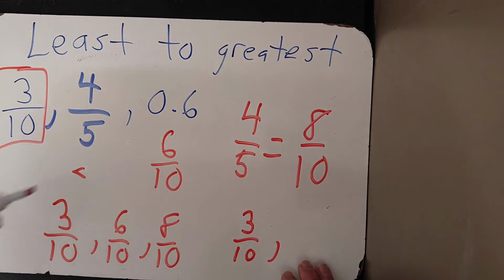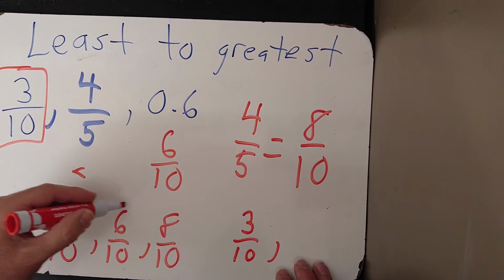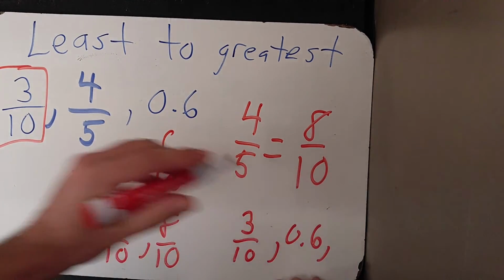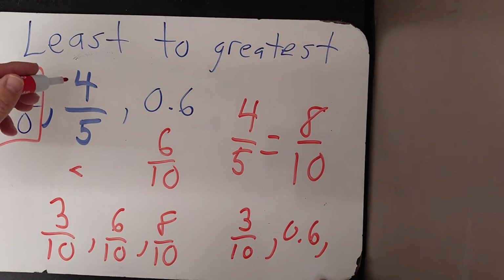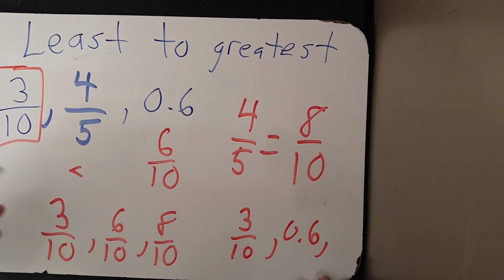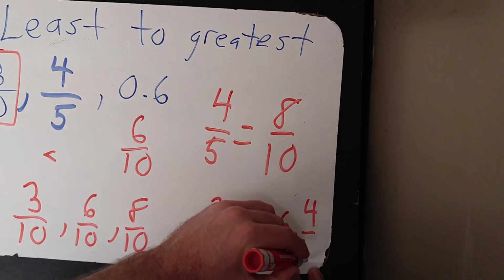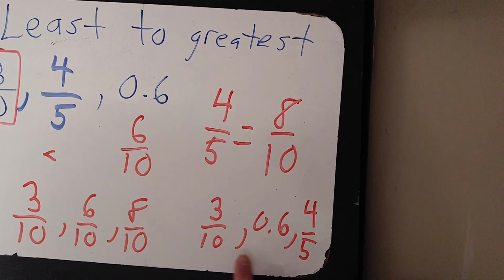Then the next one would be 6/10. You'd write the original number of 0.6. And then the last one would be the 4/5, which was equivalent to 8/10. So that would be an order from least to greatest.